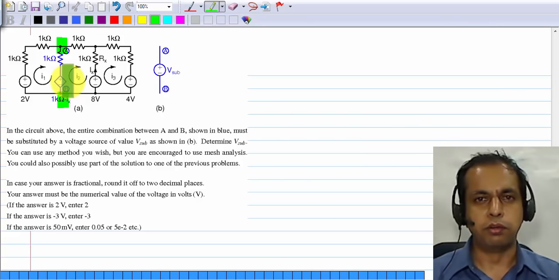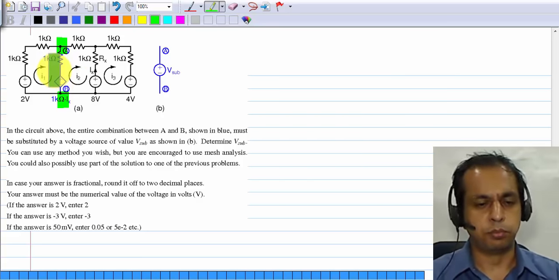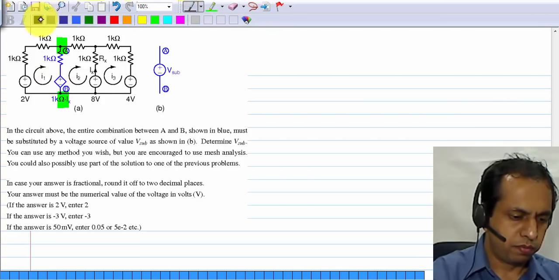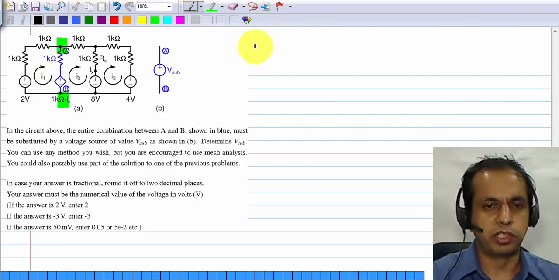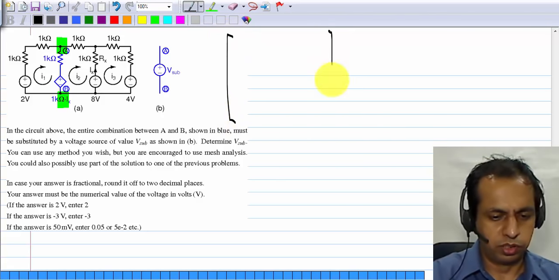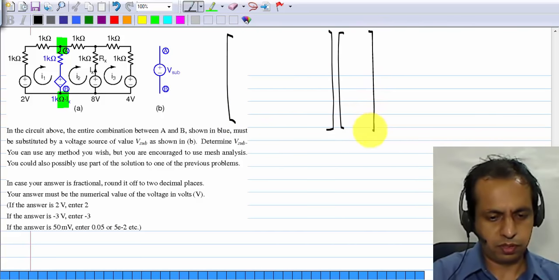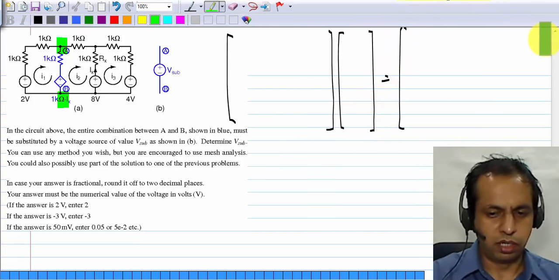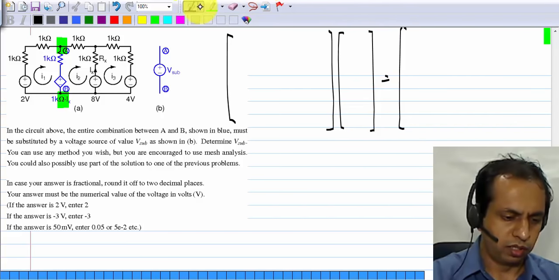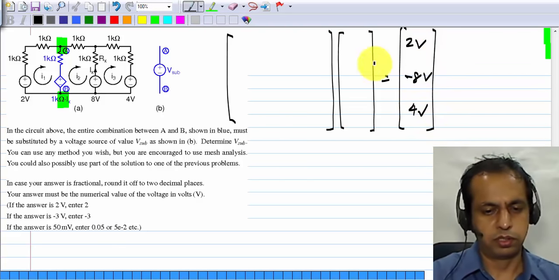Again, you can do this in any way you want, but the structure suggests mesh analysis, and you can solve it using mesh analysis. I'll show you the mesh analysis setup. Again, I'll show the resistors first and then the current controlled voltage source. The source vector of course has 2 volts for the first mesh, minus 8 volts for the second mesh and 4 volts for the third mesh.